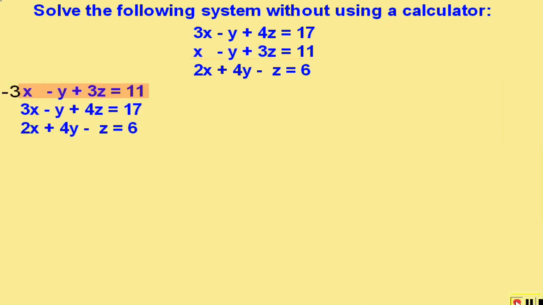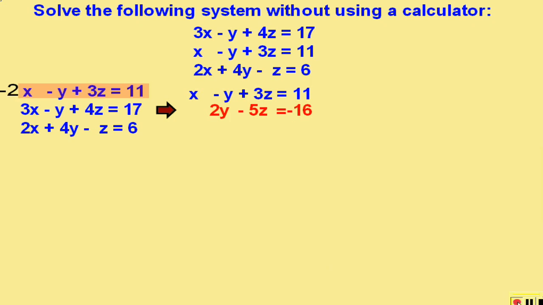Our next step is to multiply the entire top equation by -3 and add it to the second equation. The line we multiply by stays the same, so this top line stays the same, but the second line will now change into 2y minus 5z equals -16.